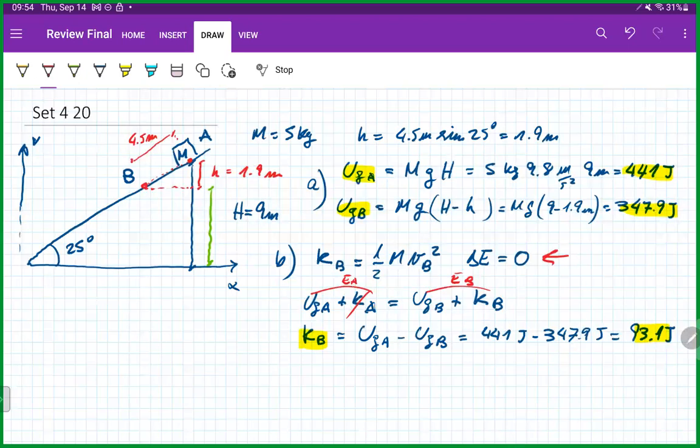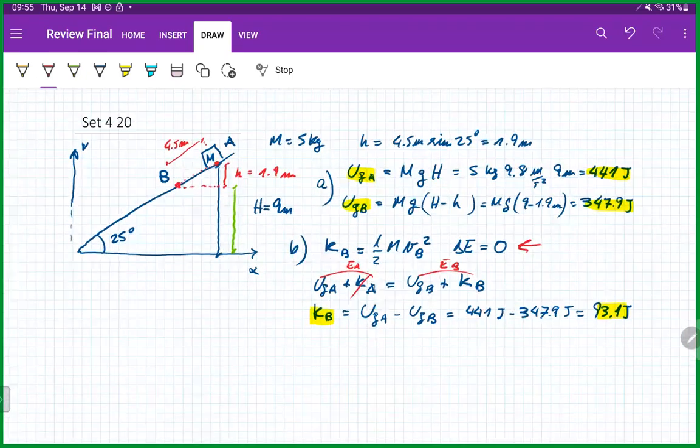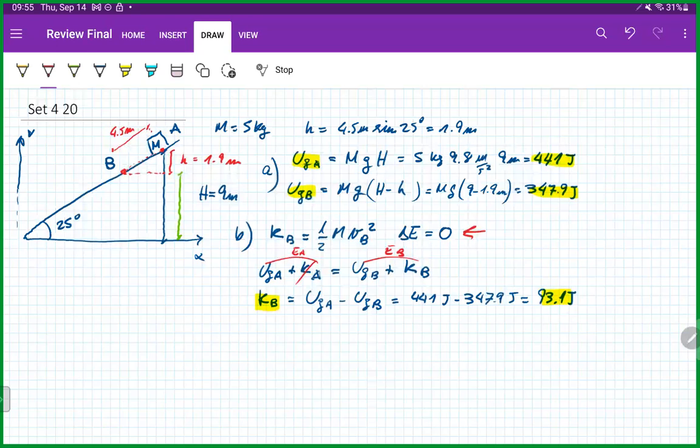All right. And then it's asking, so that's for when it traveled 4.5 meters, meaning that we are at point B. And the other question is when it is 4.5 meters above the ground. So 4.5 meters above the ground is a totally different point, which is, let's say, somewhere over here.